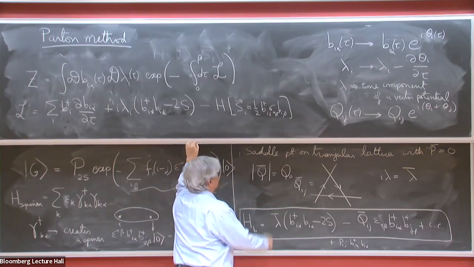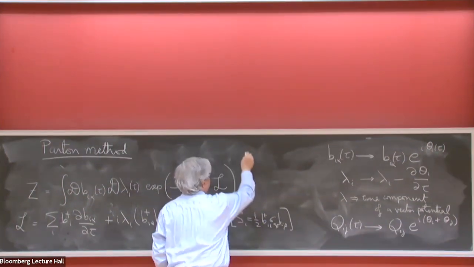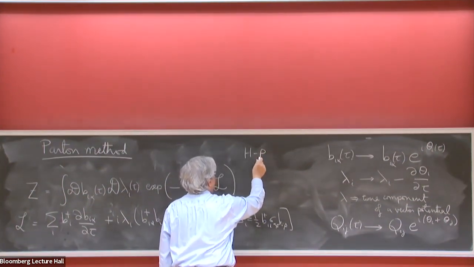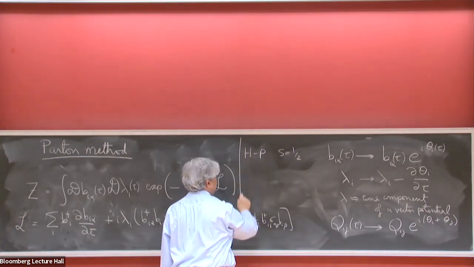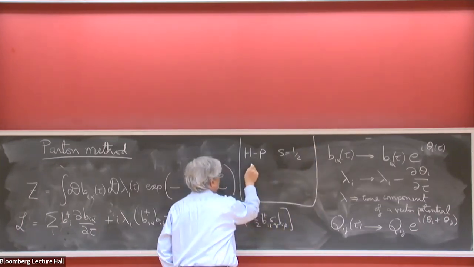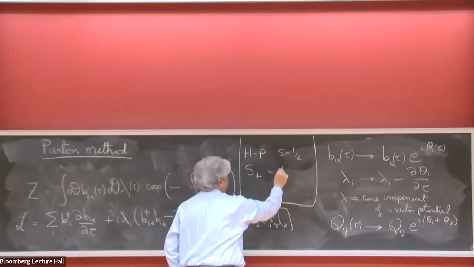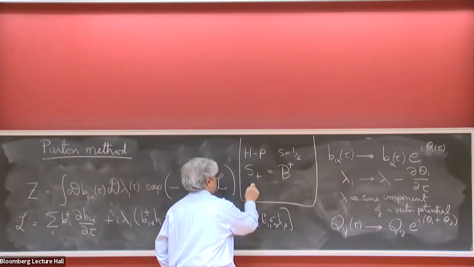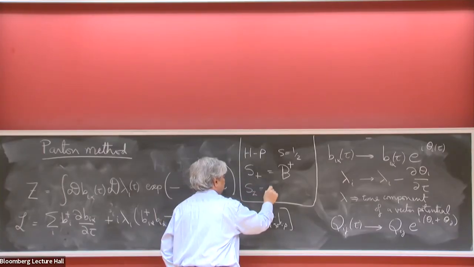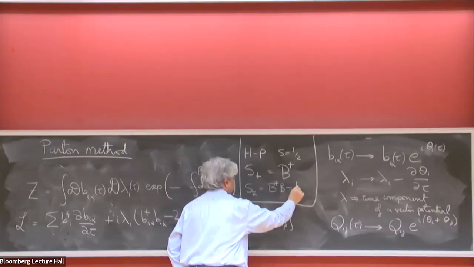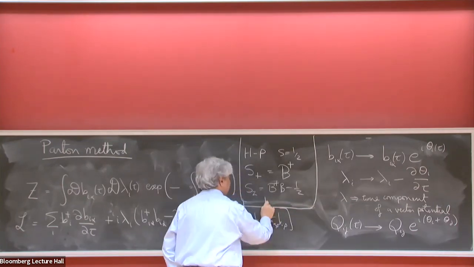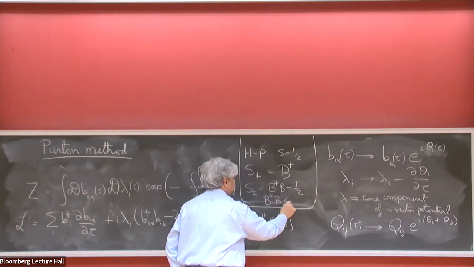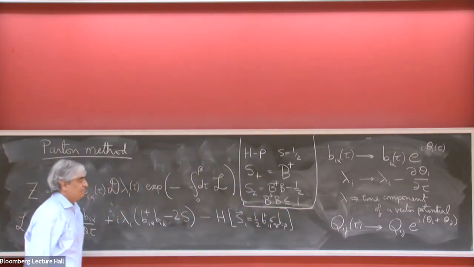So in the HP theory, let me just do it for S equals 1/2. There's a generalization for HP for other values. So in HP theory, what you say is that S plus is equal to b dagger. And Sz is then b dagger b minus 1/2. So just the number operator. And there's a constraint that b dagger b is less than or equal to 1. So these are hardcore bosons.